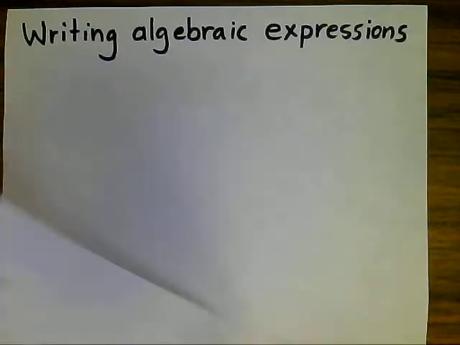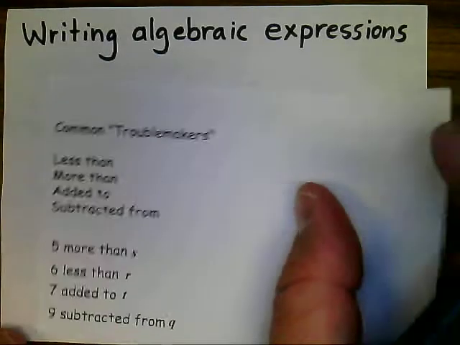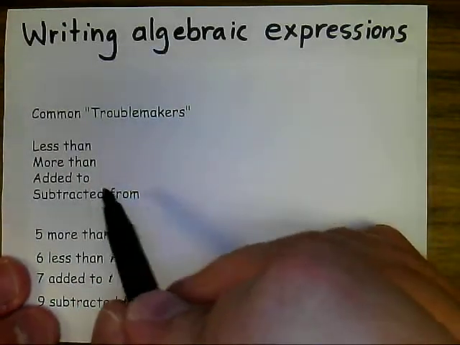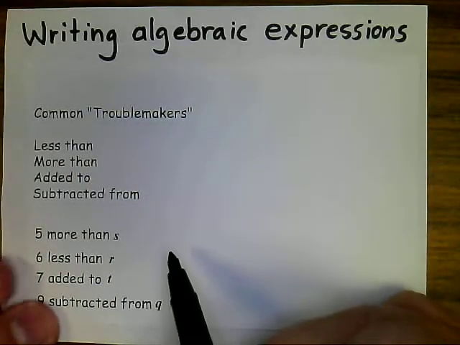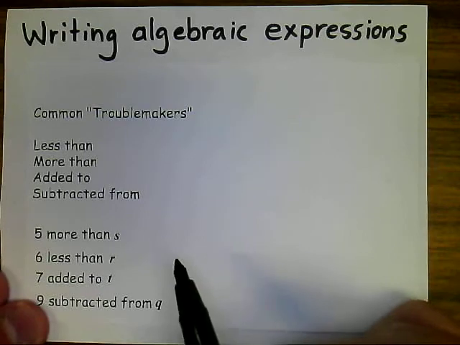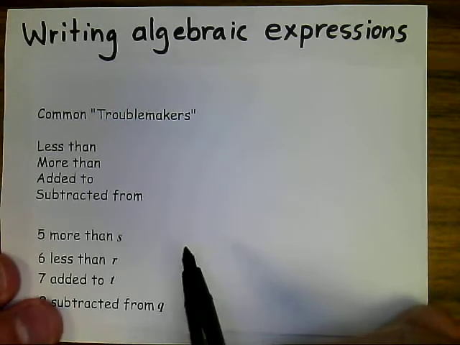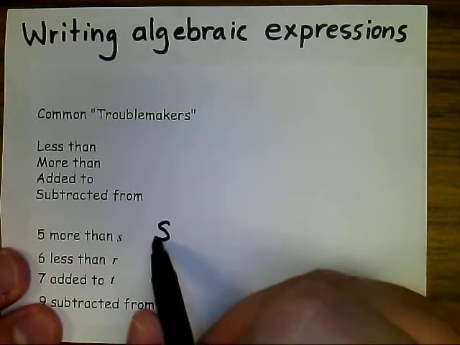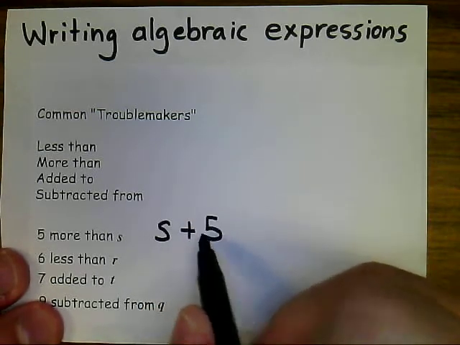The big concern I have are what I refer to as troublemakers. This is not in any way a real math term, but less than, more than, added to, and subtracted from can cause a lot of confusion when translating phrases because they actually switch the order of the terms. So in the case of 5 more than s, it actually means s plus 5.